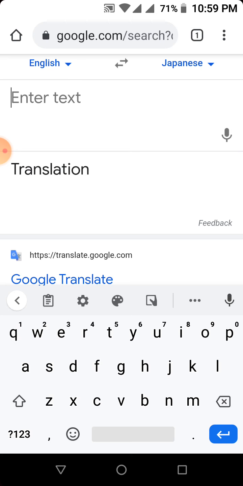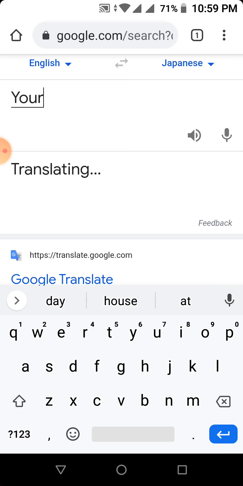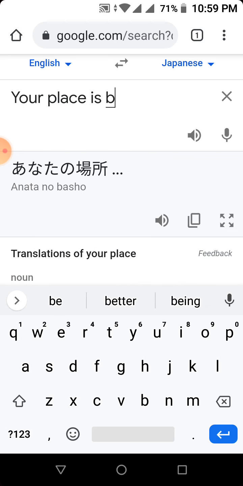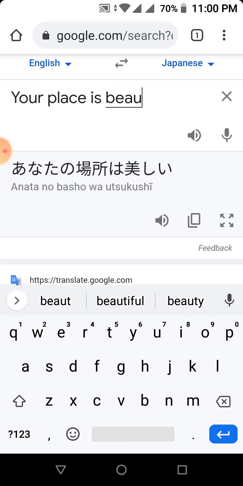So let's start. We're going to type again your place is beautiful. If you're going to type the whole sentence all at once, your place is beautiful, it will be anatano basho wa utsukushi. All right? So let's move on.